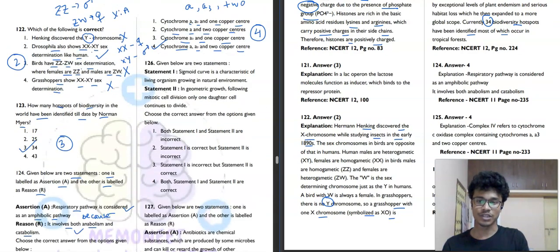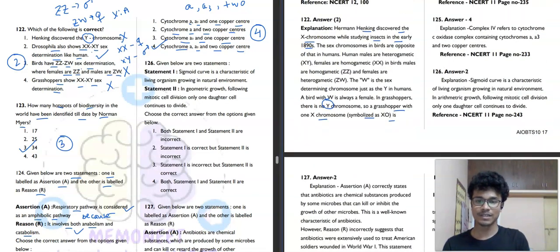Moving towards the next question, 126. Given below are two statements. The first statement is saying sigmoid curve is the characteristic of a living organism growing in a natural environment. Second, it is saying that in geometric growth following mitotic cell division, only one daughter cell continues to divide. So we can see that the first statement is correct.